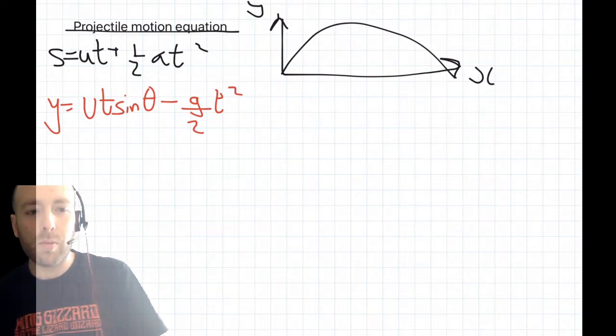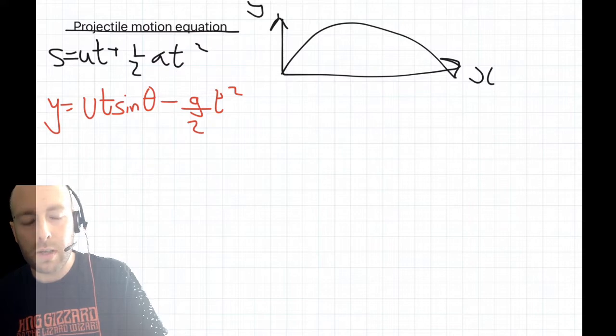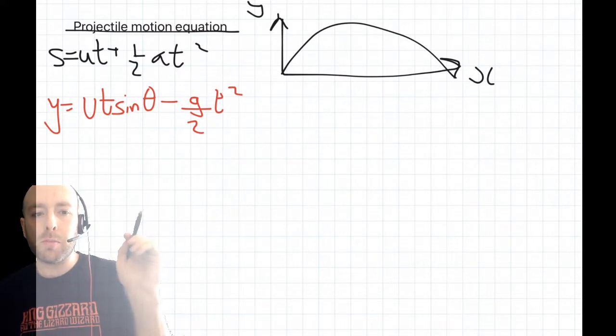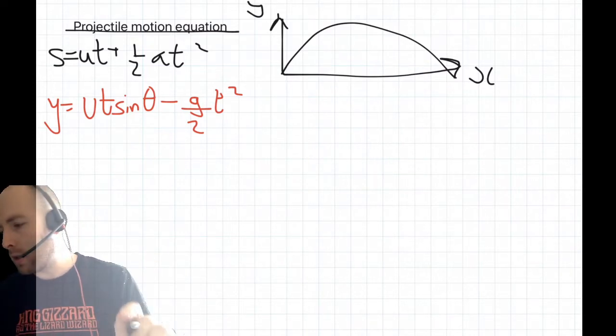Anyway, yeah, so we come up with the equations for each. So y equals ut sine theta minus g over 2 t squared. I'm using little t because we're not talking about the whole flight time. We're talking about any point in the whole trajectory. So little t.